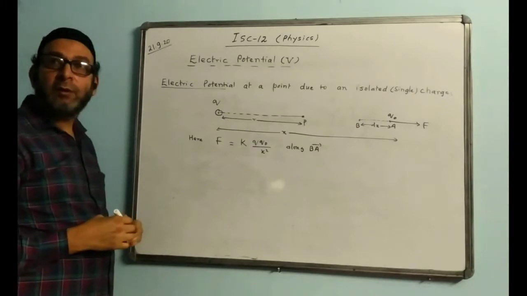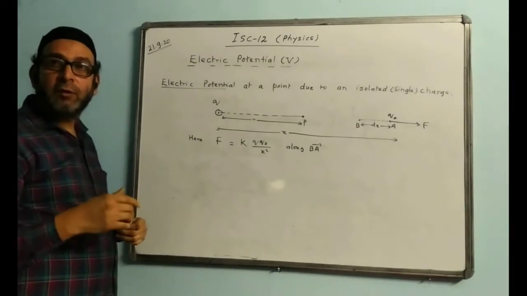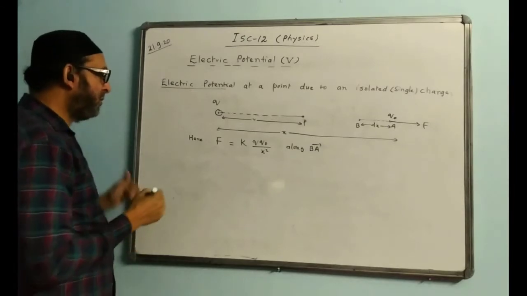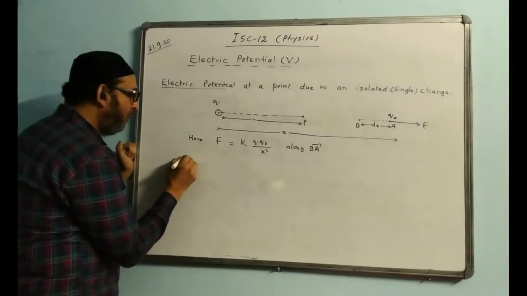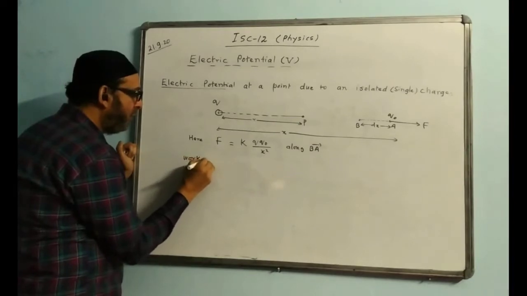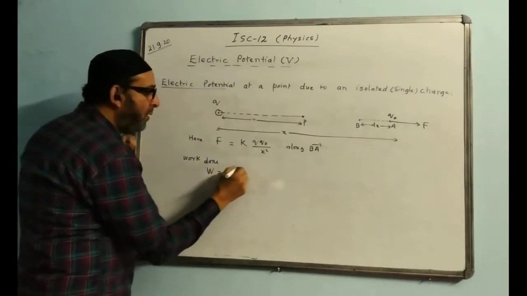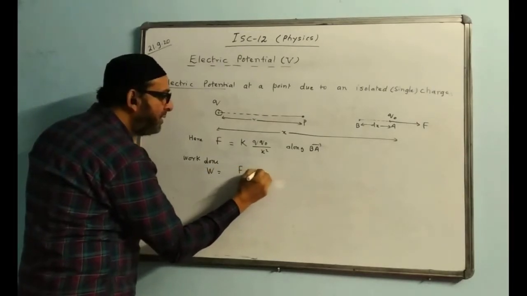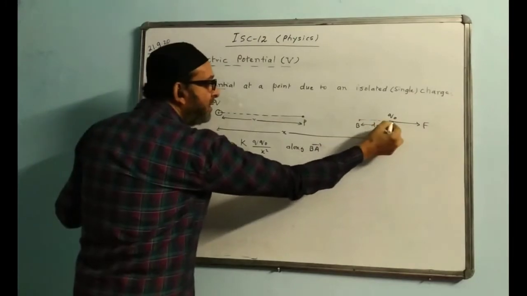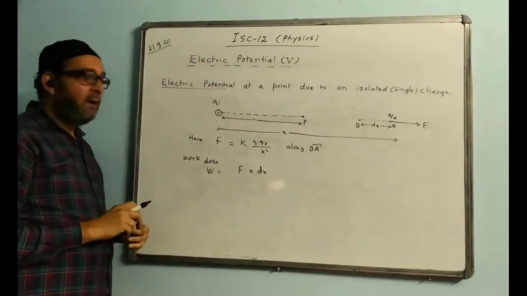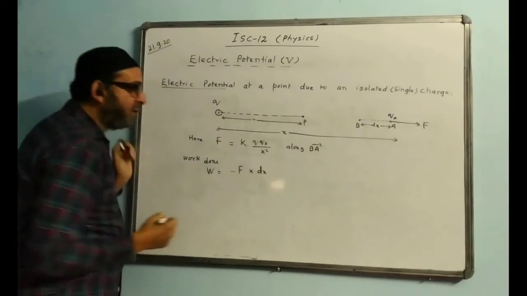The work formula is W equals force into displacement, force into distance. Work done, W equals force into displacement. The displacement is x, dx from here to here. This is a variable distance, so we will write F into dx. And we will give the sign minus.